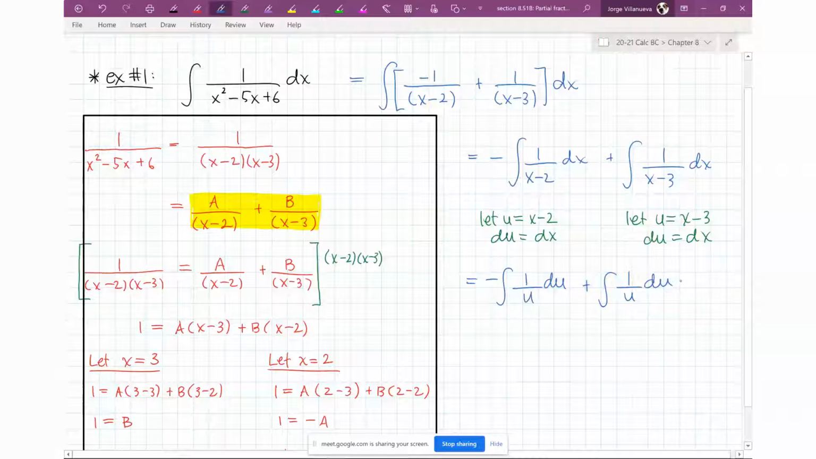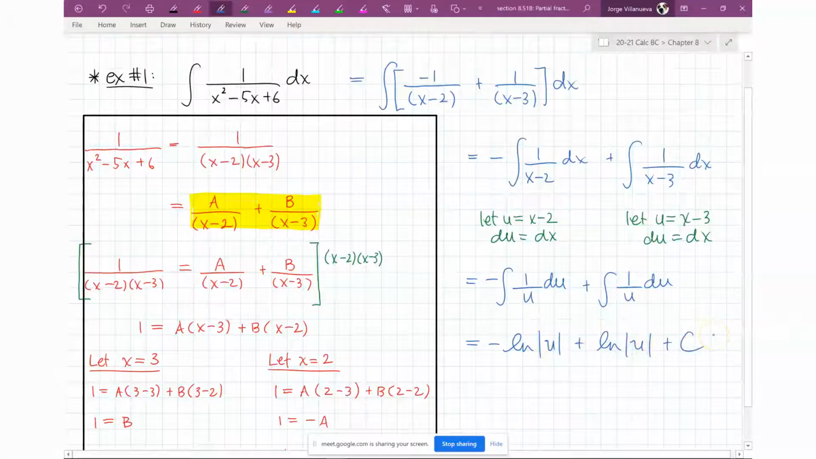Integral of negative 1 over u du plus the integral of 1 over u du. What's the integral of 1 over u? Anybody say that out loud? Anybody remember the integral of 1 over u? Yep, ln of u, yes. Absolute value, right? So it's going to be negative ln of the absolute value of u plus ln of the absolute value of u plus c.